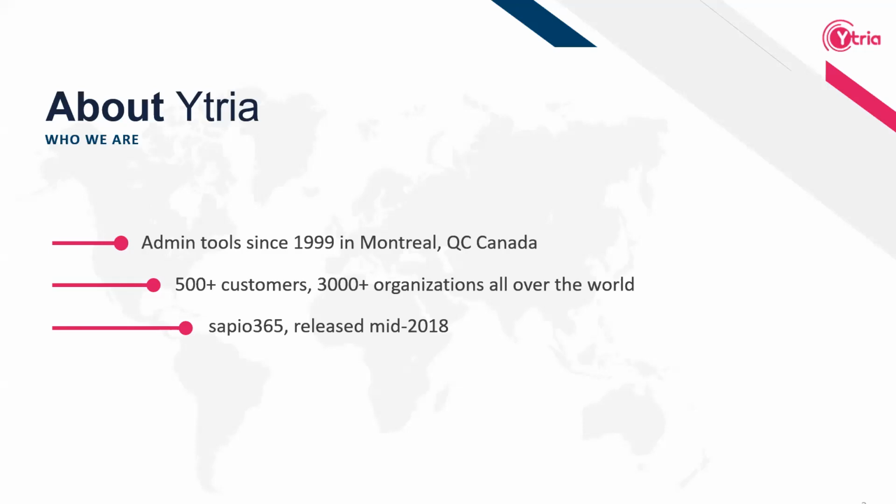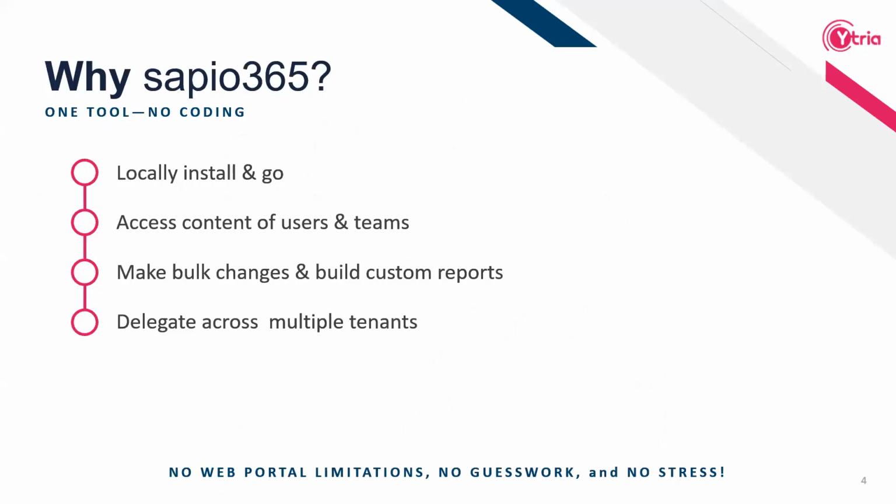Can you tell us why people would use sapio365? Well, that's my next slide, right? Unlike browser-based tools, first of all, sapio365 is a thick client installed onto a PC. This means that your data is not accessed by Y-Trio servers. Simply install and go. Secondly, sapio365 gives you access to all your Office 365 data, users, groups, sites, and settings.